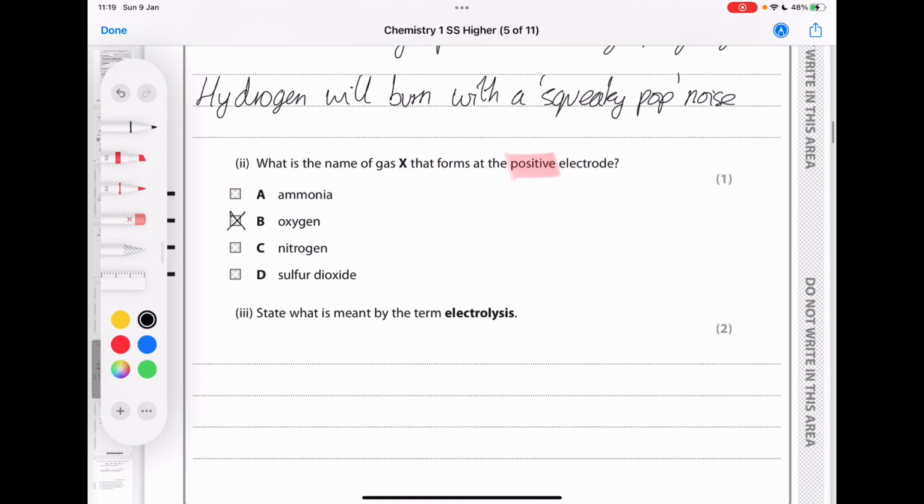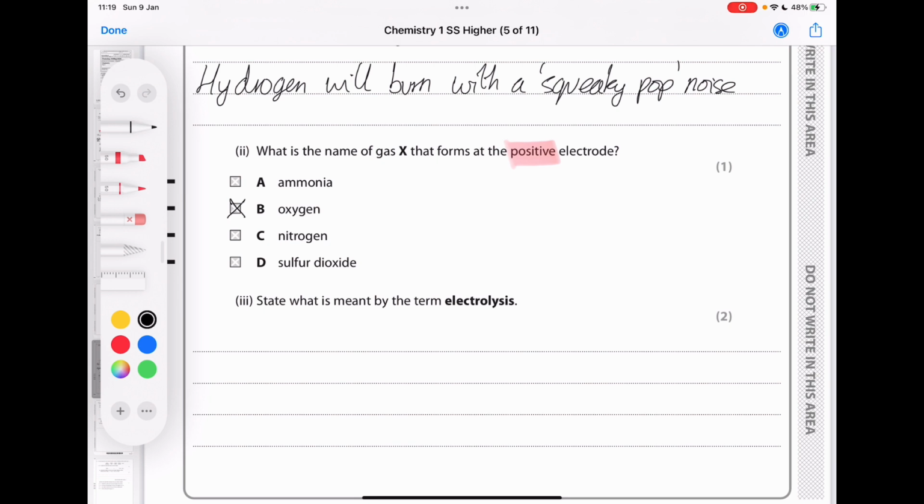Part 3, state what is meant by the term electrolysis. Electrolysis, I told you the answer in the question. Electrolysis means to break apart using electricity. So the written answer for the 2 marks needed to involve the word electricity.